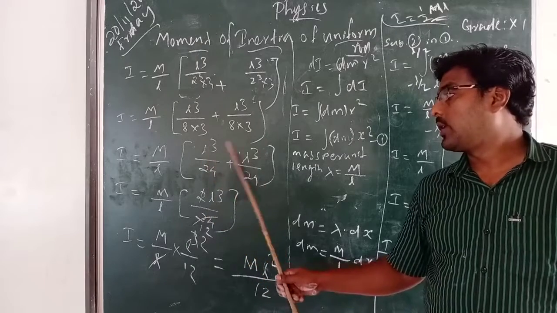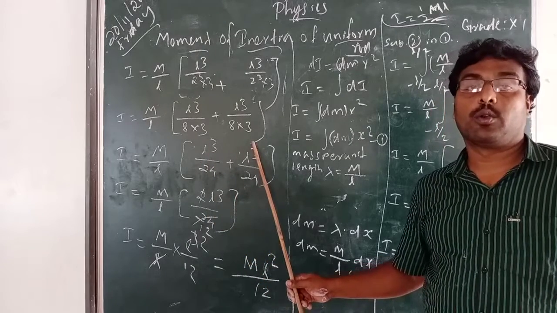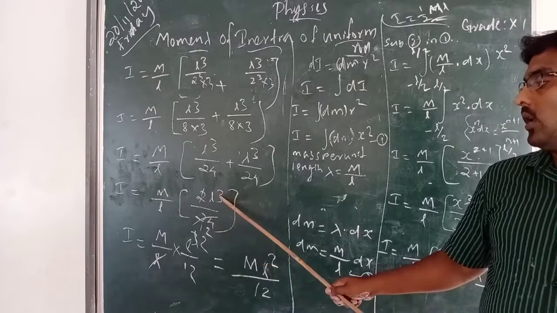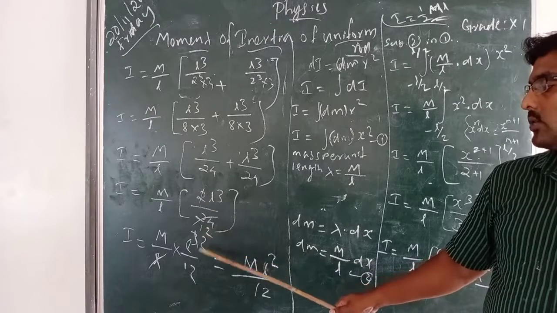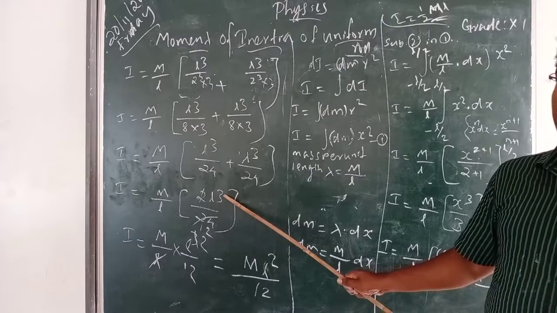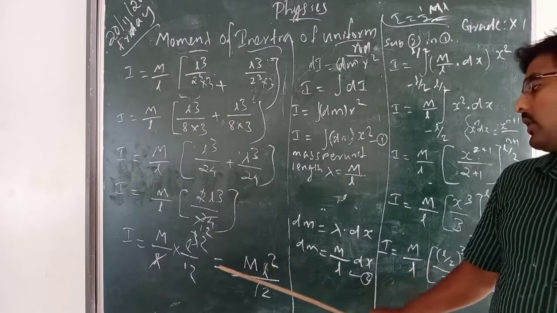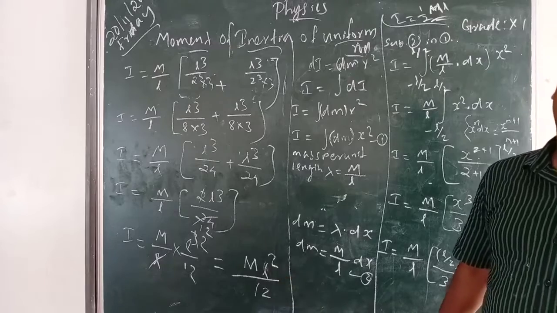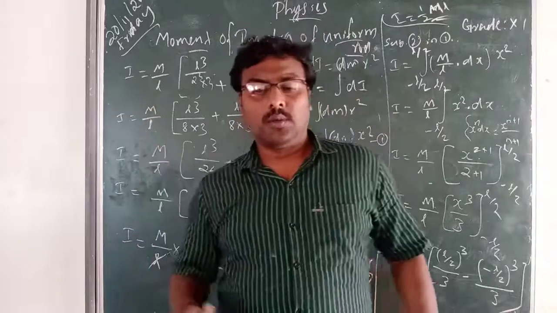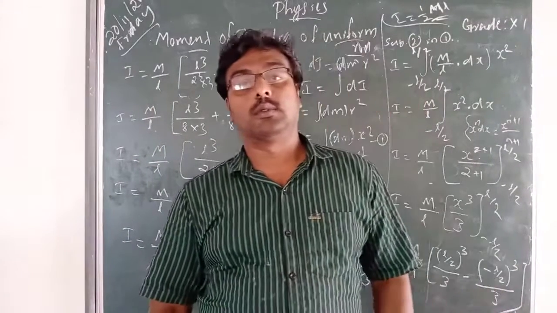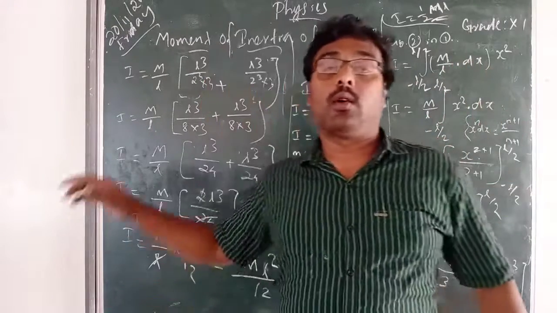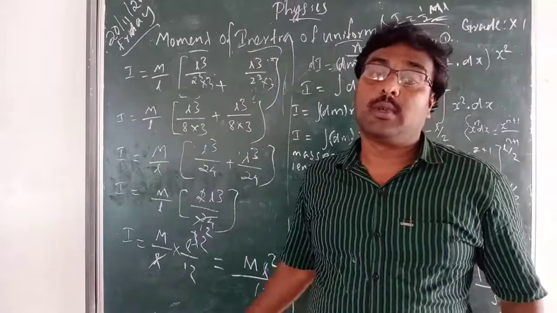add L cube plus L cube. 1 L cube plus 1 L cube is 2 L cube. So 2 L cube by 24. And 2 and 24 cancel. So what will we get? From L cube, one L is cancelled, so remaining is L square. So m L square by 12. You can write 1 by 12 m L square. So the moment of inertia of a uniform rod you can find out using this method.